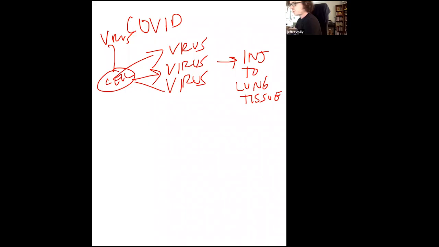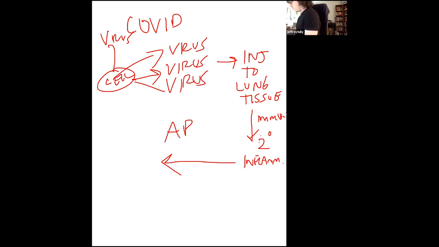But when your immune system tries to respond and fight that, there is a secondary inflammatory response as well, which in many cases can do more harm than the initial infection. So all of this leads to something that we clinically refer to as ARDS, which stands for acute respiratory distress syndrome.